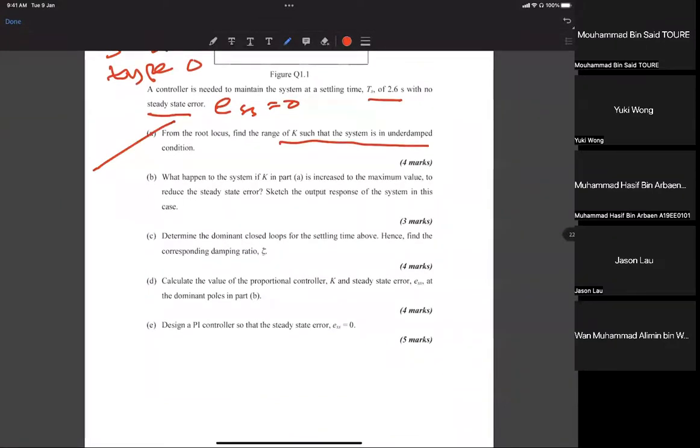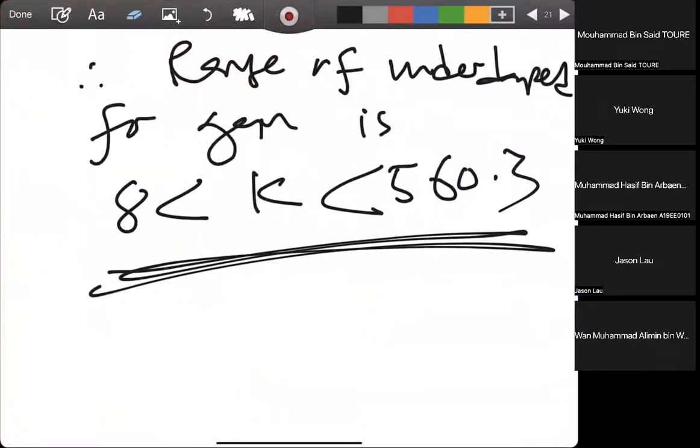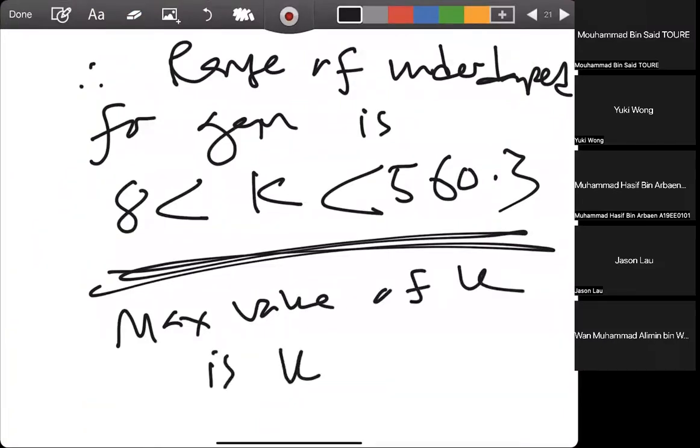What happened to the system if K in part A is increased to the maximum value to reduce the steady state error? Sketch the response. What happened to the system if K in part A is increased to the maximum value? So the maximum value of K is K max, 560.3. So USS equal to 0.